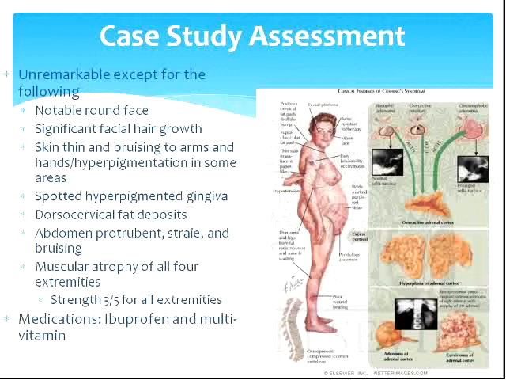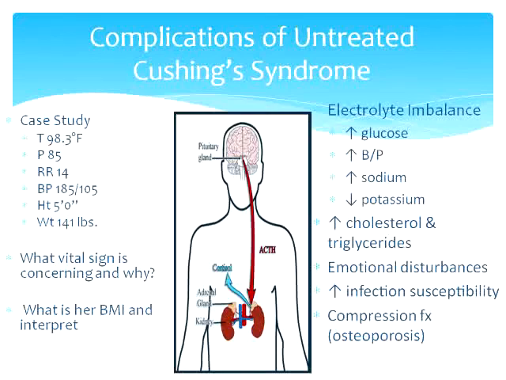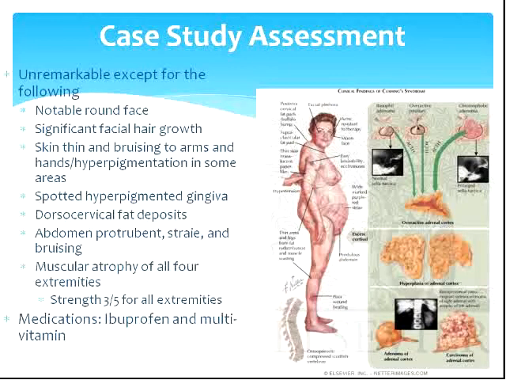Dorsal cervical fat deposits. Where are those? Oh, dorsal cervical. The buffalo hump. Abdomen protuberant, striae, and bruising. Muscular atrophy to all four extremities. That poor baby, she has exactly what the clinical manifestations are. Medications, she's on ibuprofen and multivitamins. It's not a good thing that she's on ibuprofen because that increases the risk of gastric ulcers.